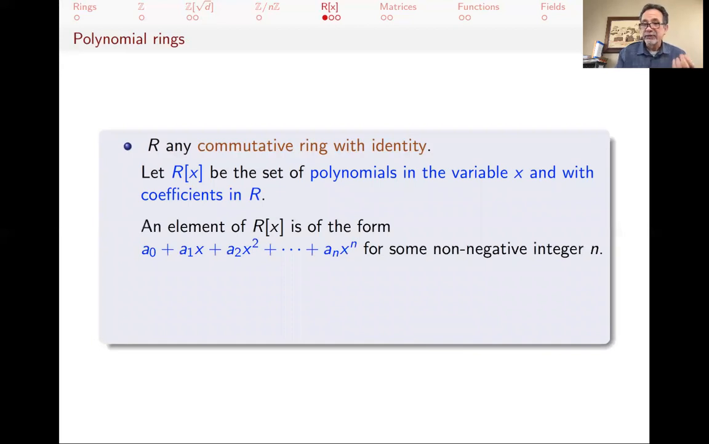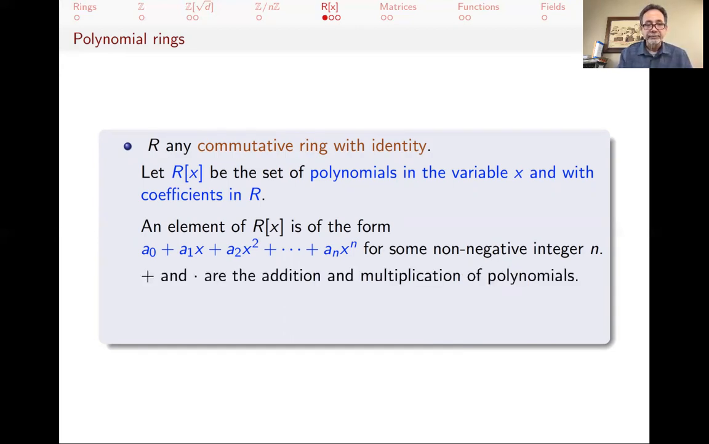And so an element of this R[x] is going to be a polynomial. That means it's something of the form a0 plus a1x plus a2x² plus ... plus anxⁿ, where n is some integer, and a0 through an are elements of the ring. Those are the coefficients, and those are the elements of R.